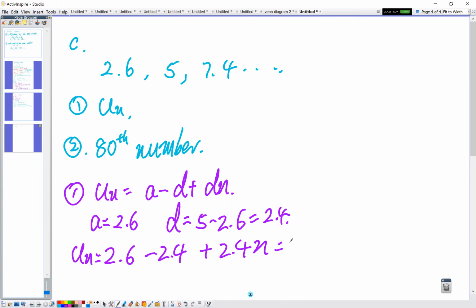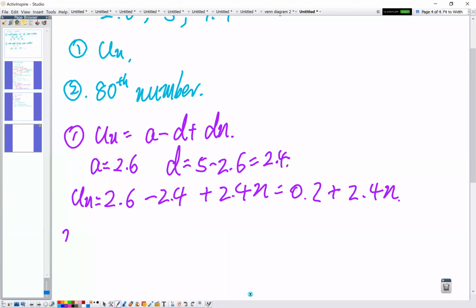So bear this in mind. 2.6 take away 2.4. The answer is equal to which number? Is 0.2. So 0.2, then we times by which number? 0.2 plus 2.4n. So how we got answers here? Now we got answers for this one. The question I ask you, can you find out the 80th number? Find the 80th number, which means n is equal to 80.